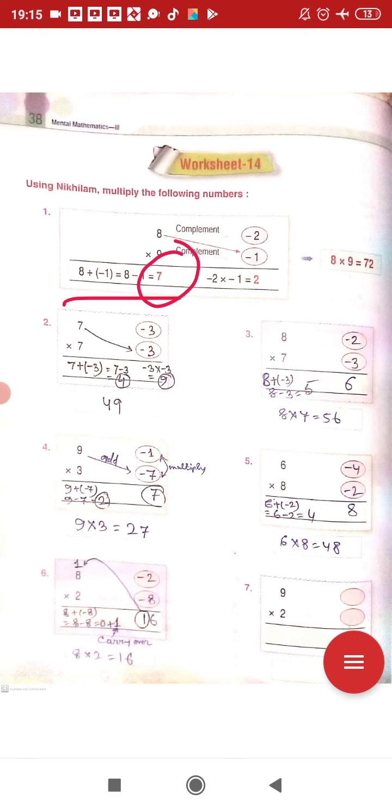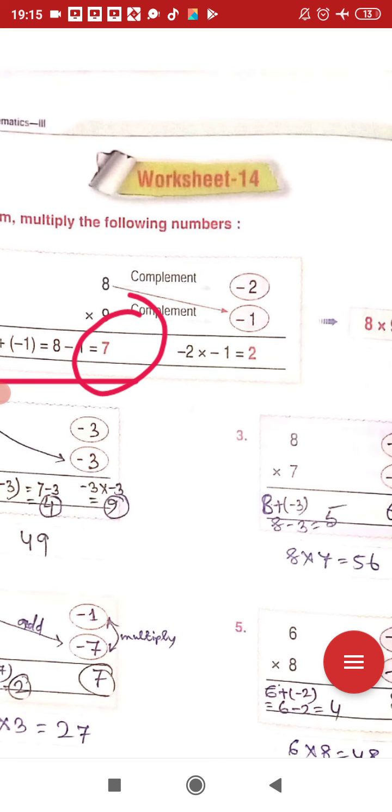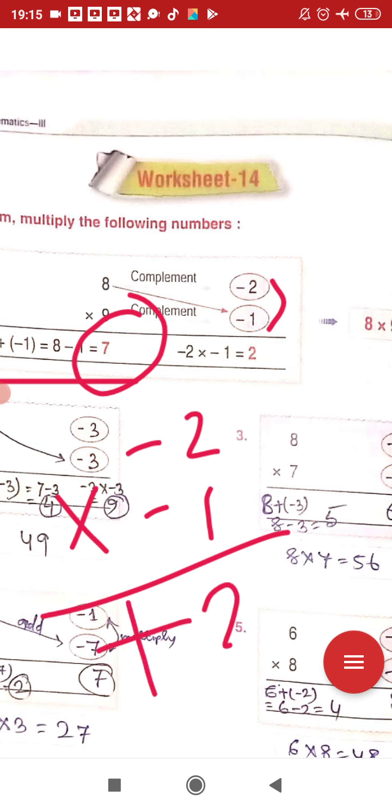Now, these two NIKHILAM should be multiplied, 2 by 1. So minus 2 times minus 1. If we multiply, then we will get plus 2. Minus times minus is plus. When we multiply two negative signs, then we will get the product as plus, a positive sign.